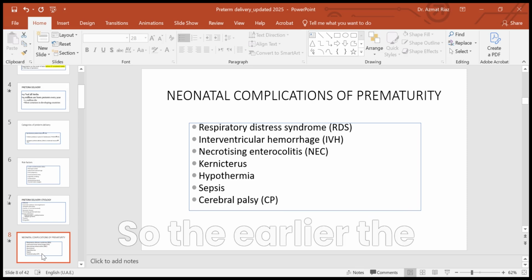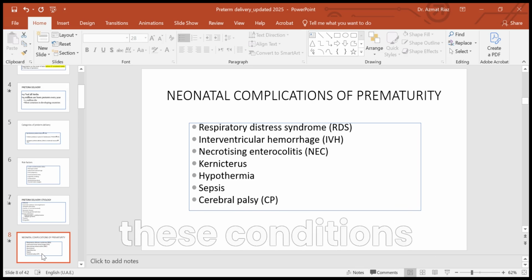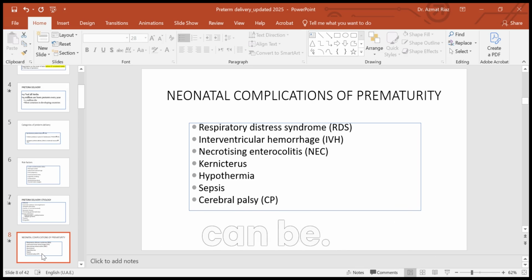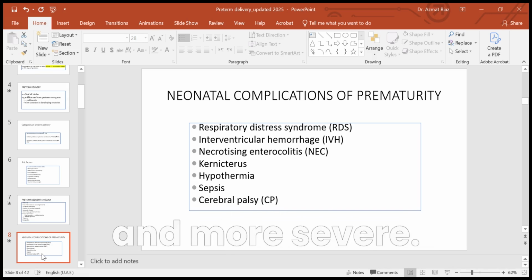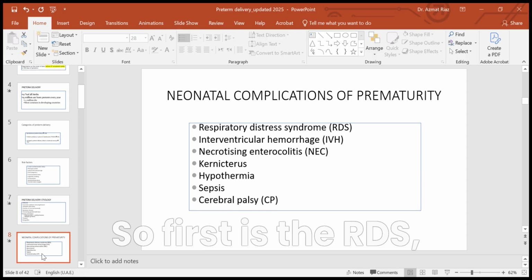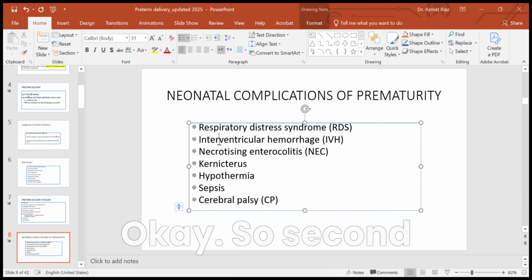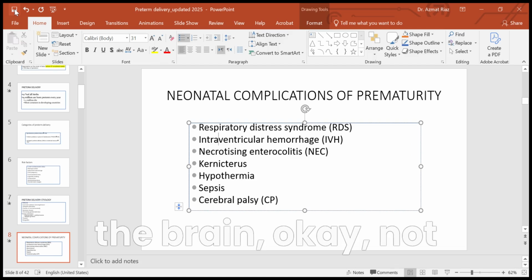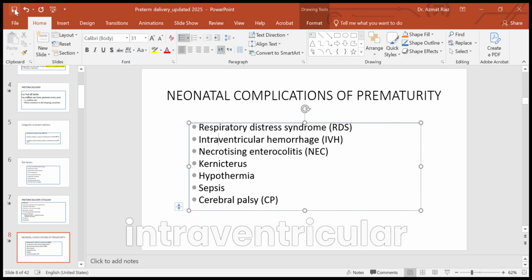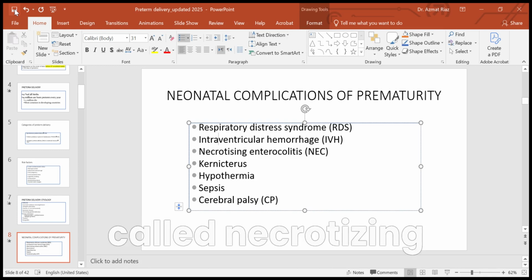The earlier the baby is born, the more severe and life-threatening these conditions can be. So I am just mentioning some of the complications which are more common. First is RDS, which is respiratory distress syndrome. Second one is intraventricular hemorrhage, so the ventricle of the brain, not the heart. Third one is related to the bowel of the baby, which is called necrotizing enterocolitis.